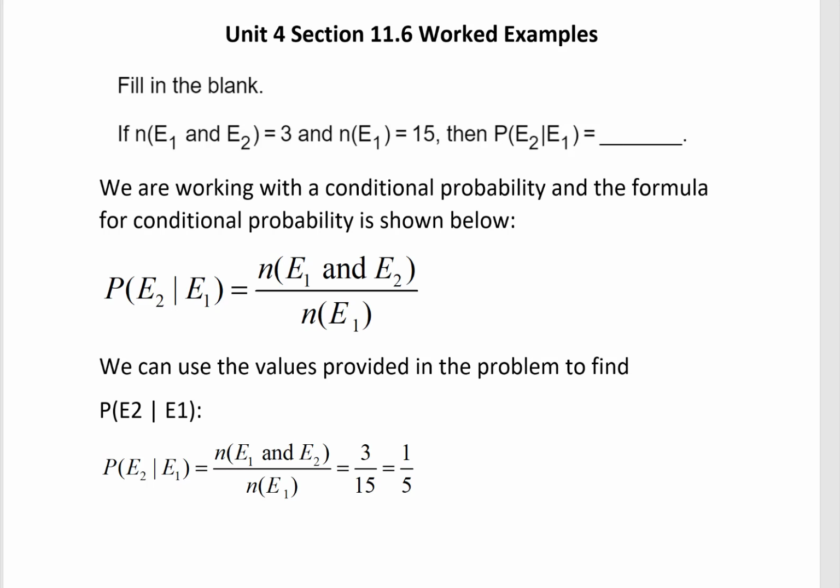Fill in the blank. If the number of outcomes in the intersection of E1 and E2 equals 3, and the number of outcomes in event E1 equals 15, then the probability of event E2 given event E1 is equal to what? We are working with a conditional probability, and the formula for conditional probability is shown below. We can use the values provided in the problem to find the probability of event E2 given event E1. I've gone ahead and put those in there, and they told us that the number of outcomes in event E1 and E2 was 3, and the number of outcomes in event E1 was 15. 3 divided by 15, we can simplify the fraction to 1 over 5.